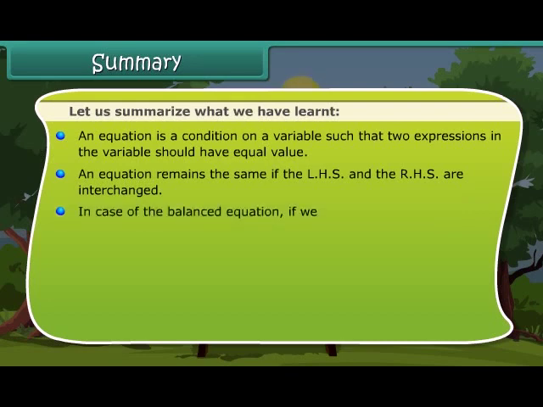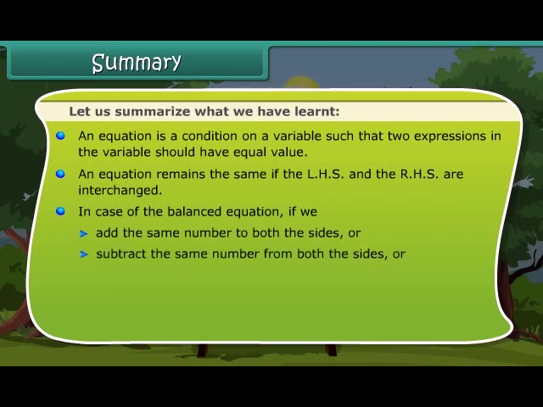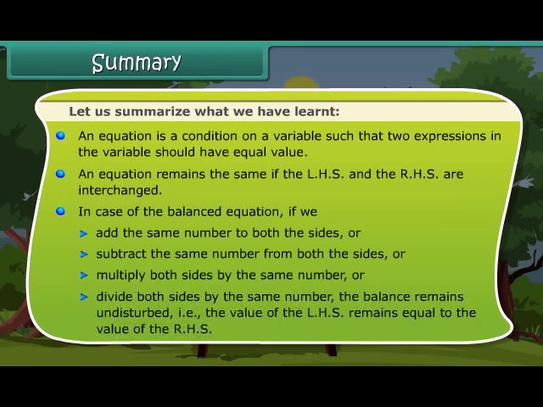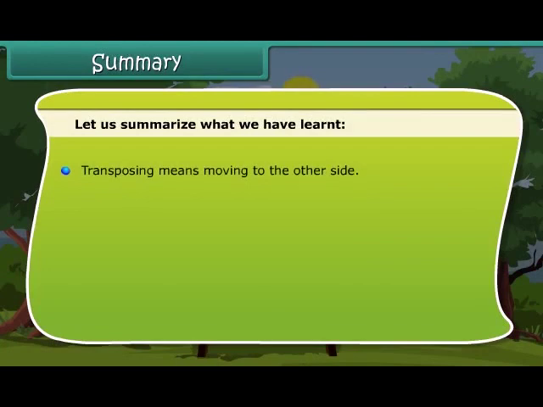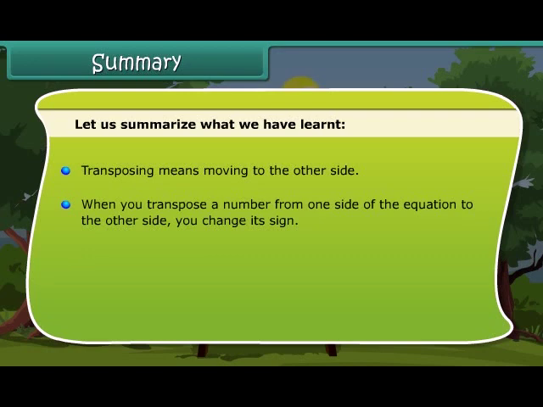In case of the balanced equation, if we add the same number to both the sides, or subtract the same number from both the sides, or multiply both sides by the same number, or divide both sides by the same number, the balance remains undisturbed. That is, the value of the LHS remains equal to the value of the RHS. Transposing means moving to the other side. When you transpose a number from one side of the equation to the other side, you change its sign.